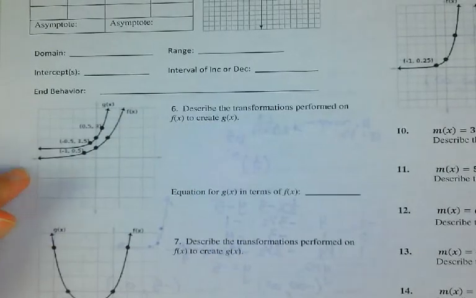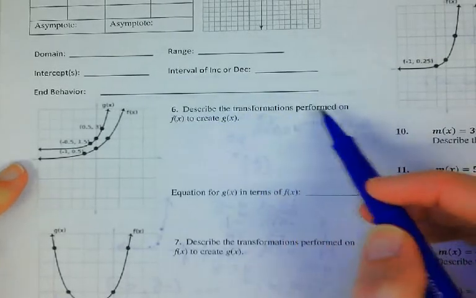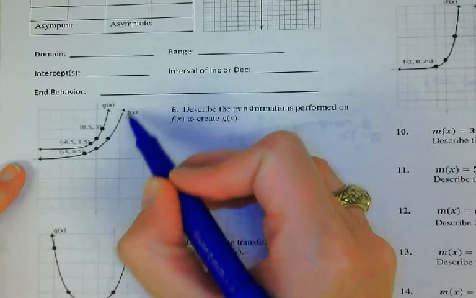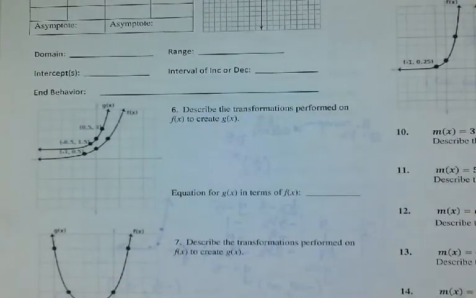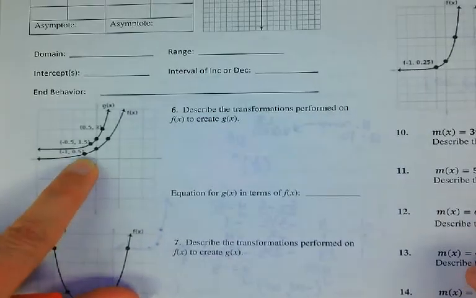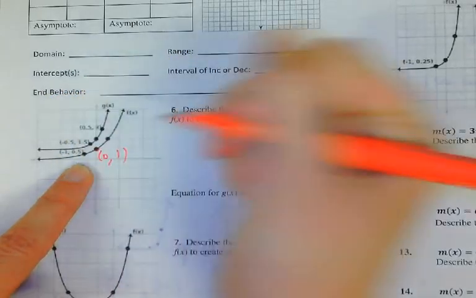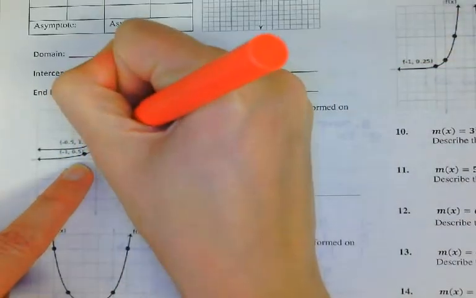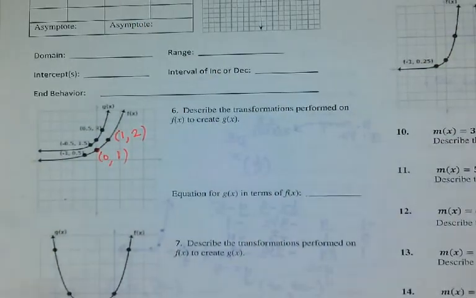Okay, 6 is tricky because it asks us to describe the transformations performed on f of x that create g of x. And some of these points are labeled for us. So it says -1.5. That gives me a good idea of the function f of x. This looks like the point 0, 1. And then I see the point 1, 2. And we want to compare the x's and the y's to see these transformations.